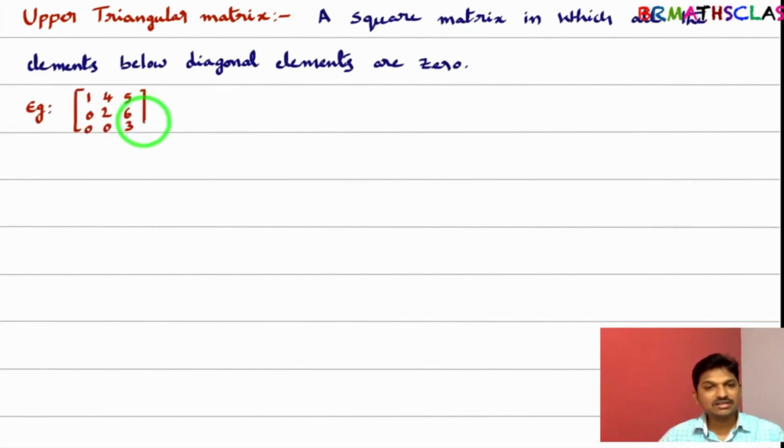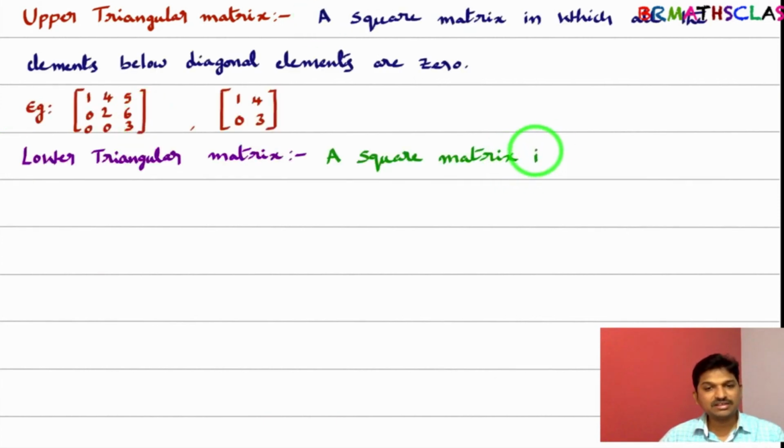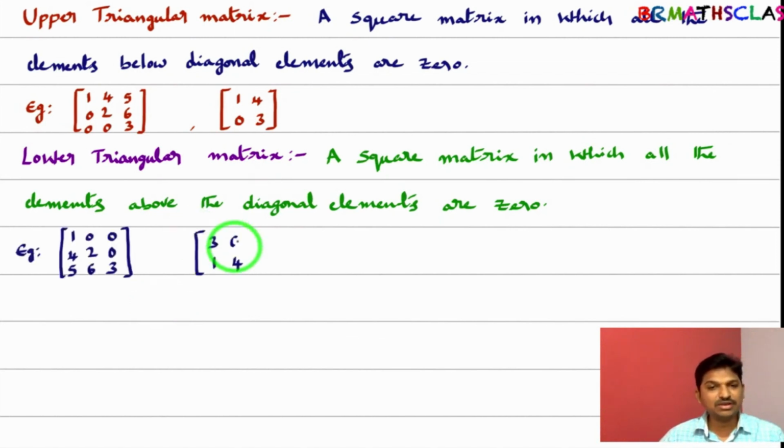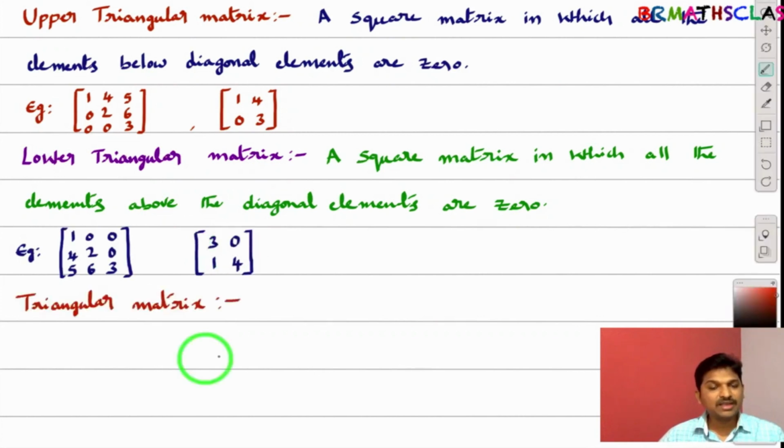Lower triangular matrix. See here, lower triangular matrix. A square matrix in which all the elements above the diagonal elements are 0. You can understand this easily with an example. You see these examples. See this. What are the diagonal elements? Diagonal elements are 1, 2, 3.